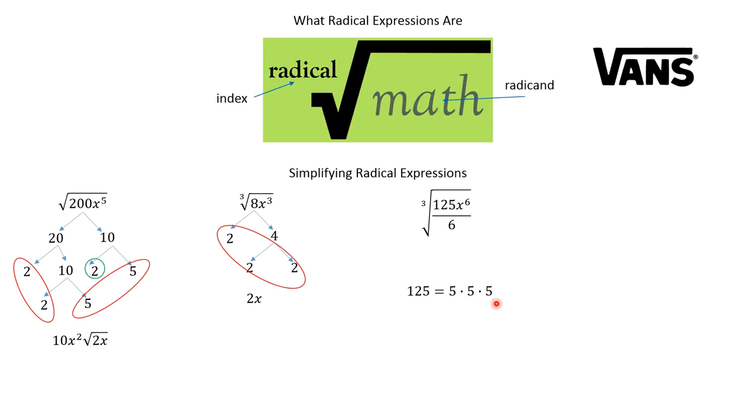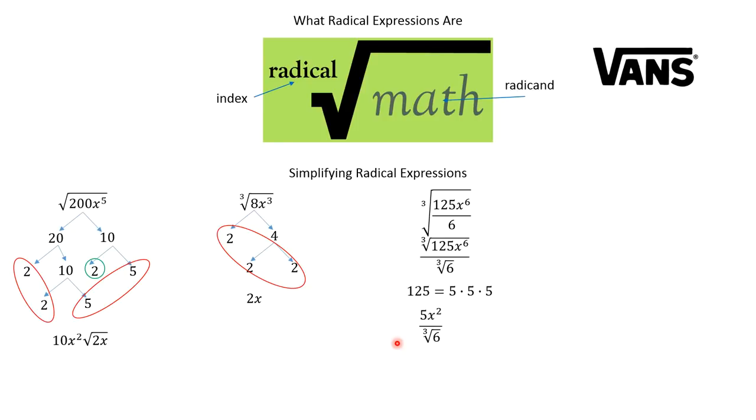125 is 5 times 5 times 5. So that's 3 of them. The 5 makes it to the outside. X to the 6. How many groups of 3 do we have there? It's 2 with none left over. So it'll be 5x squared. We split it top and bottom, so we can do cube root of both. We can simplify the top: 5, 5, and 5, then x squared. And the cube root of 6 we can't do anything with.